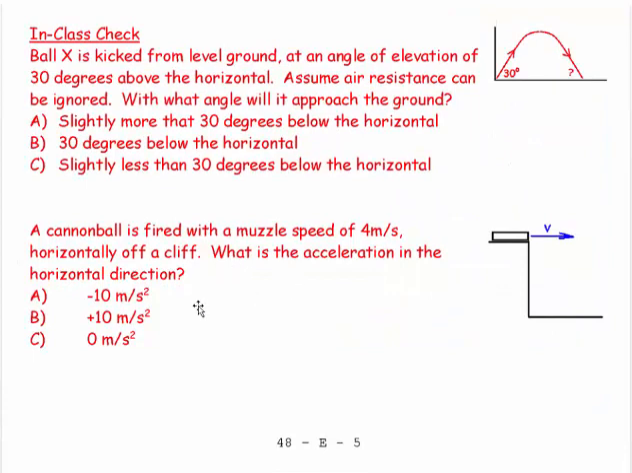Let's look at some questions. A ball X is kicked from level ground at an angle of elevation of 30 degrees above the horizontal. Look at that language: an angle of elevation of 30 degrees above the horizontal. That's physical science or engineering talk. Assume air resistance can be ignored. With what angle will the object approach the ground? So what is this angle here?